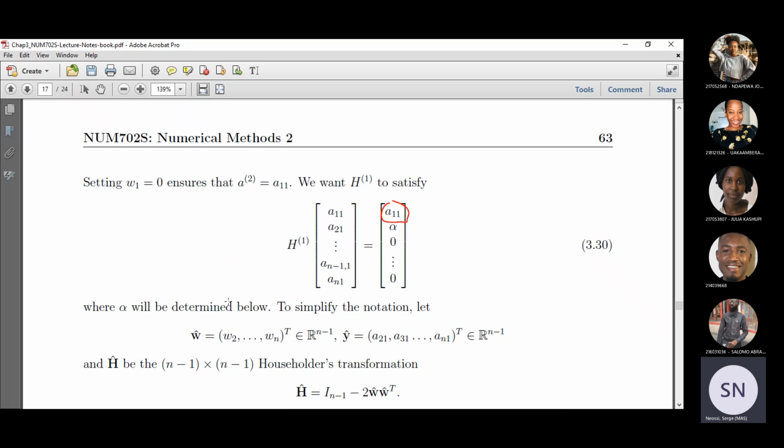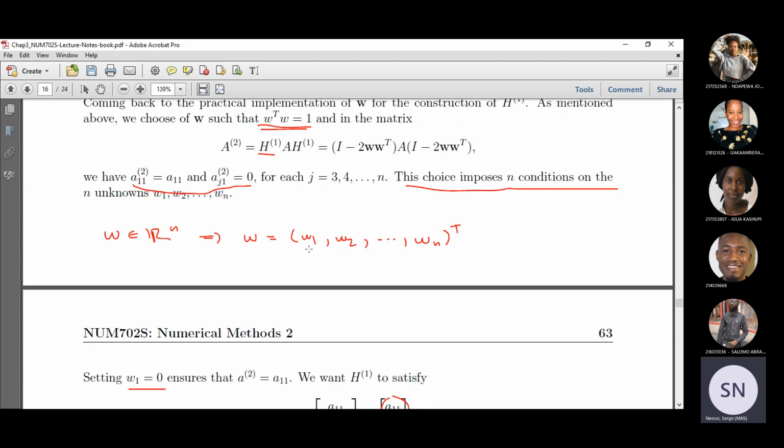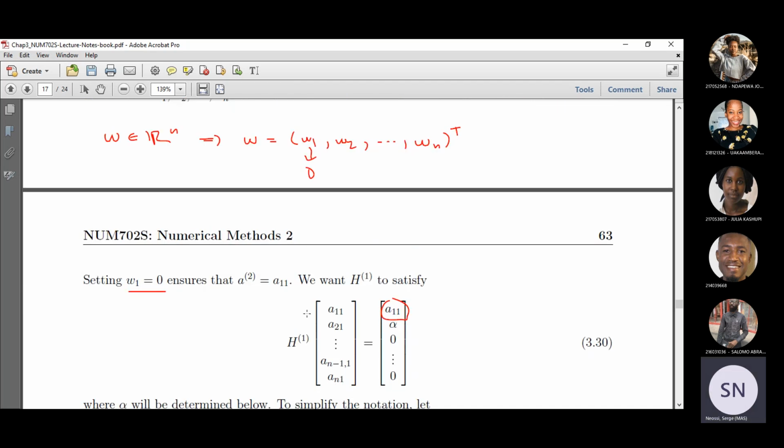All right. Obviously, this is a choice. What we are doing here, setting W1 to 0, is a choice. This simplifies our computation. We select this to ensure that the entry A11 remains the same. After performing the transformation, A11 is not transformed into something else, but remains identical in the result. If we fix A11, we make sure that it will not change when we perform the transformation. So we set W1 to be 0 to achieve that result.